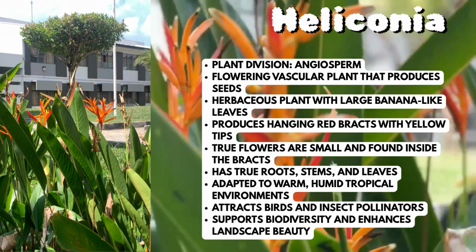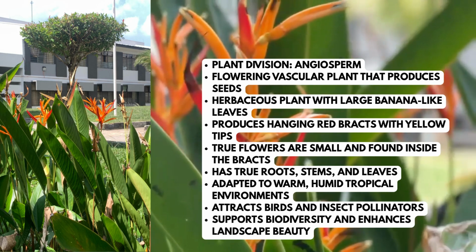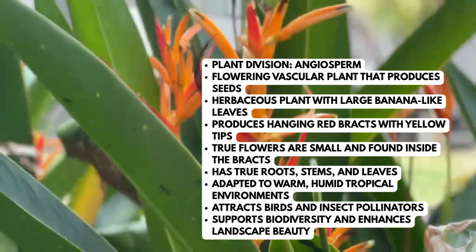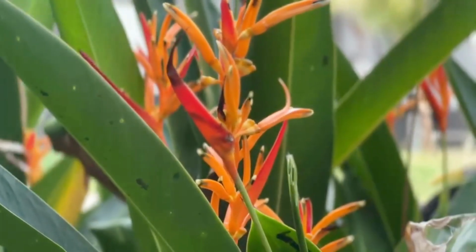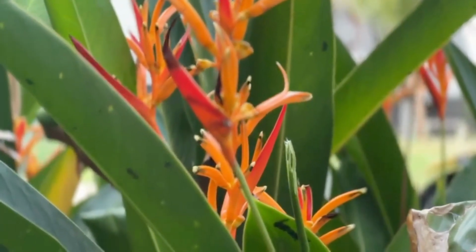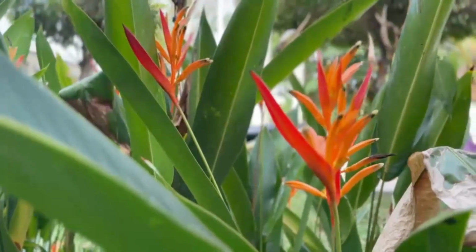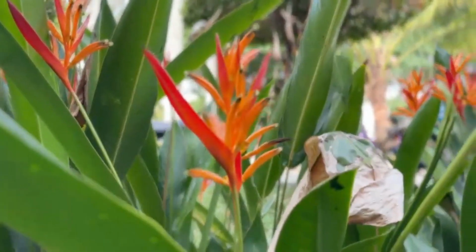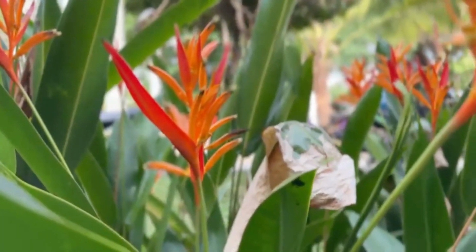This is Heliconia rostrata found near Cafe Triabakti Fajapermai. It belongs to the angiosperm division because it reproduces through flowers and seeds. The plant has large green leaves and hanging red bracts. It attracts pollinators, supports biodiversity, and enhances the beauty of the environment.